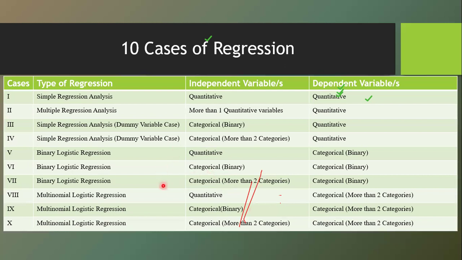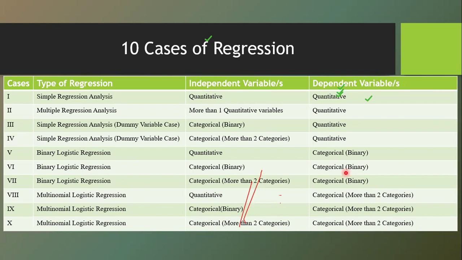First we analyze these three cases, then we go to the advanced version, which is multinomial logistic regression, where our dependent variable has more than two categories, but the independent variable will change. The first would be quantitative, then we will use binary, then we will use categorical. In multinomial regression, your dependent variable might have more than two categories, but in binary logistic regression, your dependent variable has two categories.